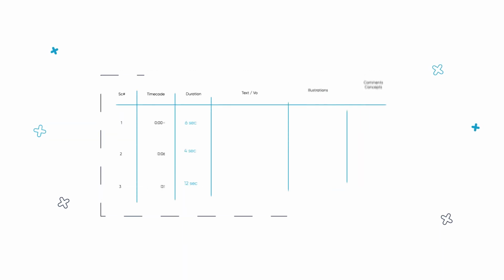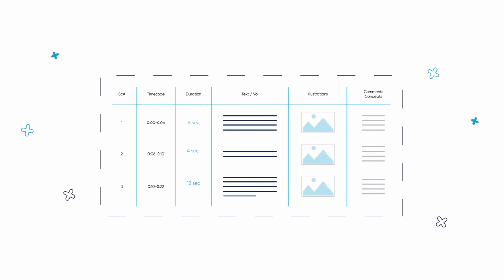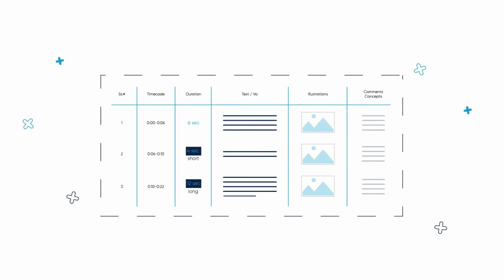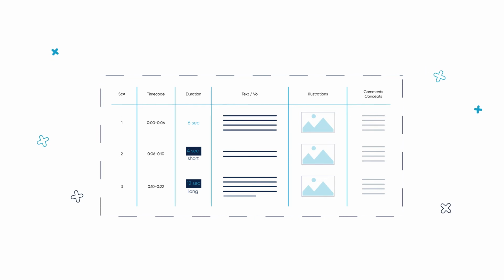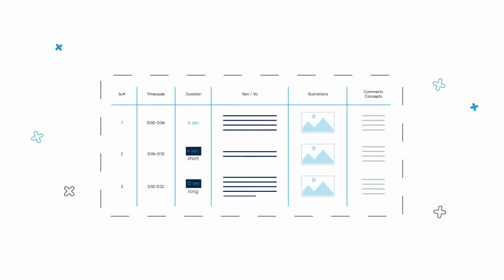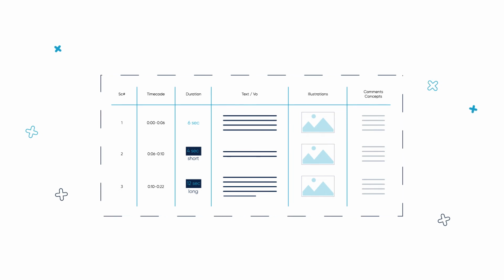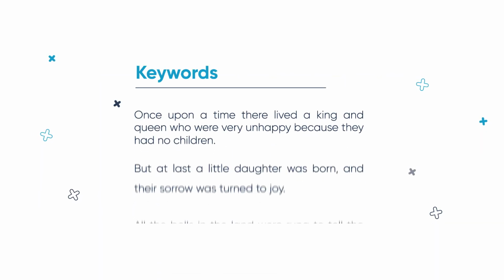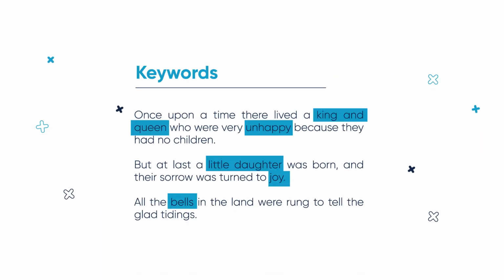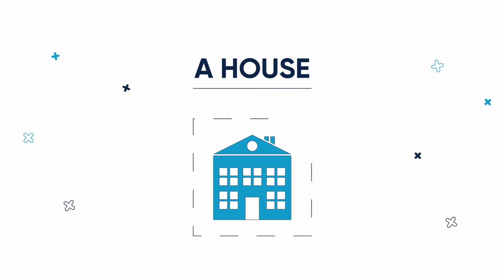As a result, I get an Excel document or a Google Sheet with the following columns: scene number, time code, duration, text, and the last 2 columns that are currently empty: illustrations and comments/concept. Here the brainstorm begins, as now we have to come up with a concept or idea for each scene. Each sentence usually has a key word, the most important word, and often we just need to visualize the word. For example, a house. Pretty simple, isn't it?